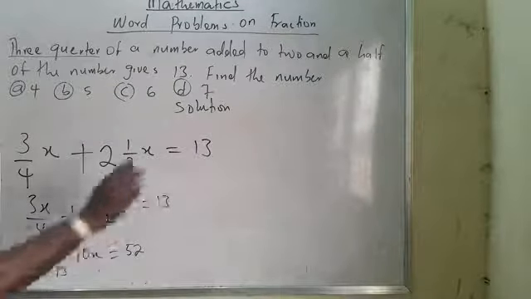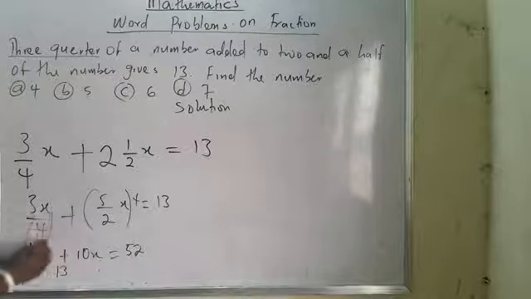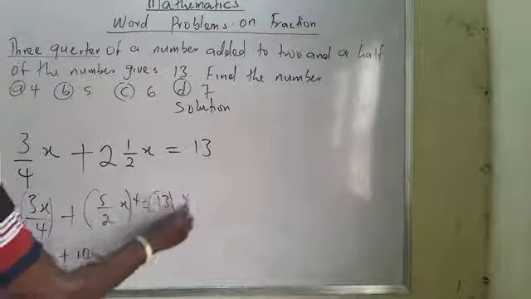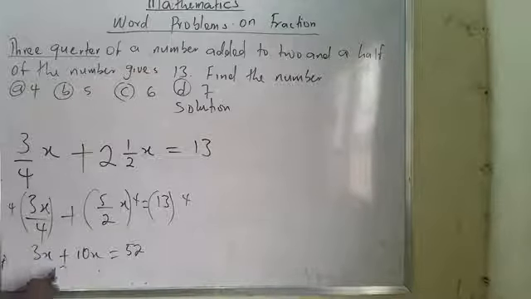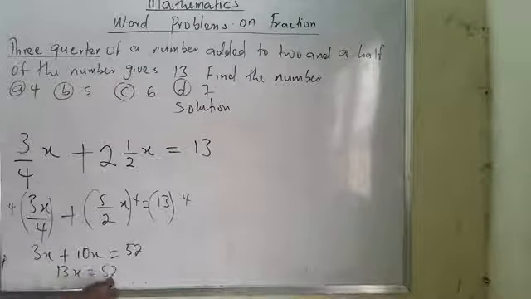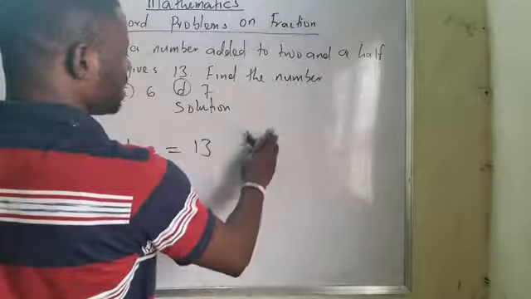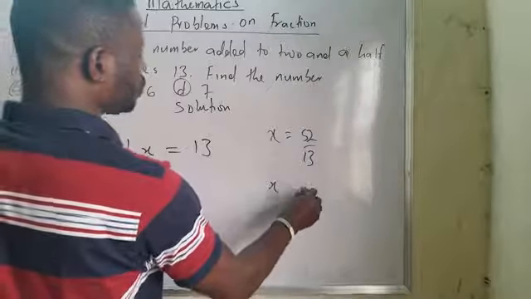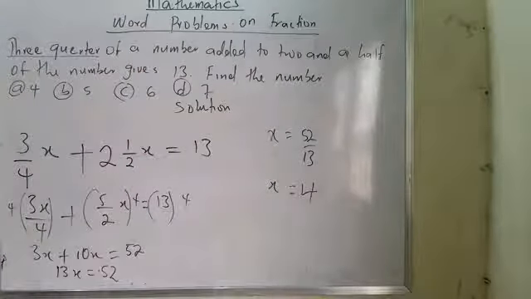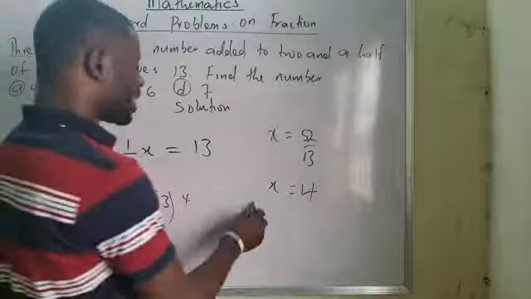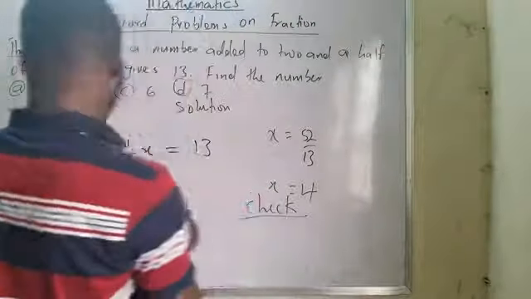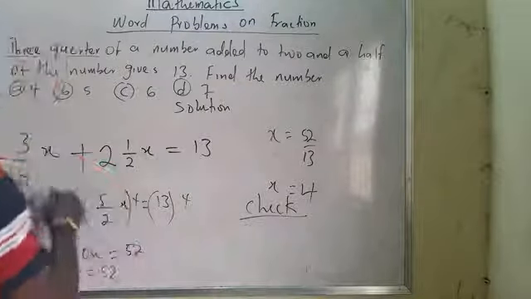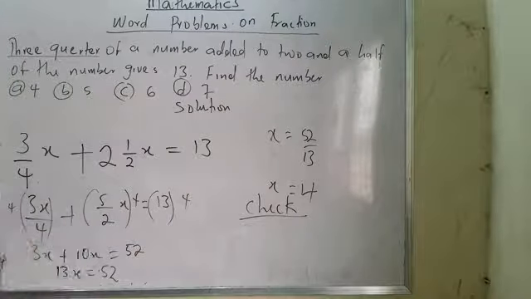I'm multiplying everything by 4, the LCM, so I have 13x equals 52. It means divide both sides by 13. My x equals 52 divided by 13. Now my x equals 4. Can you see? That is my value of x. It's an equation, so side A must be equal to side B. You can try to check. I've told you earlier that you just make sure that side A equals side B. Please make sure you try that.